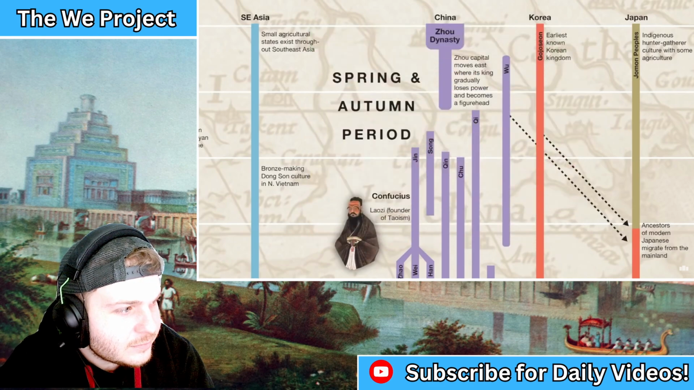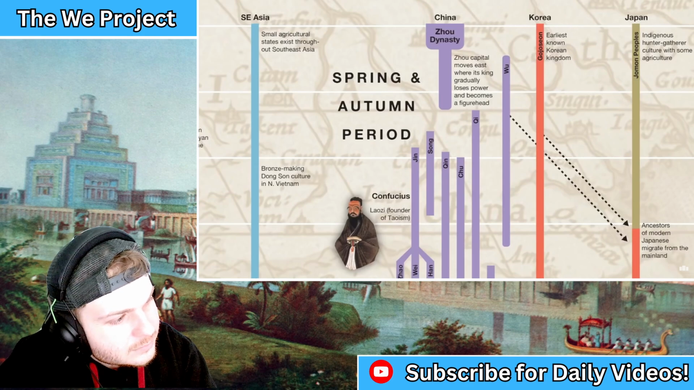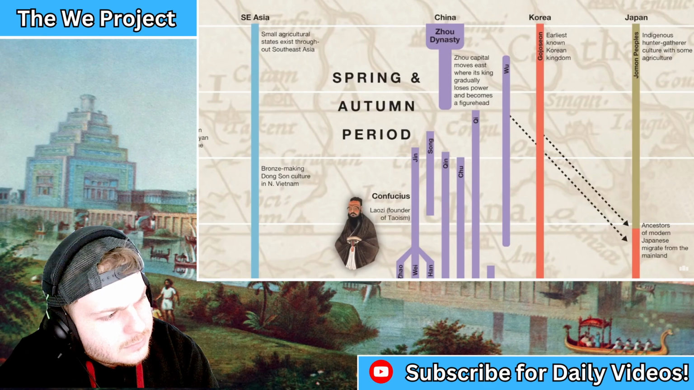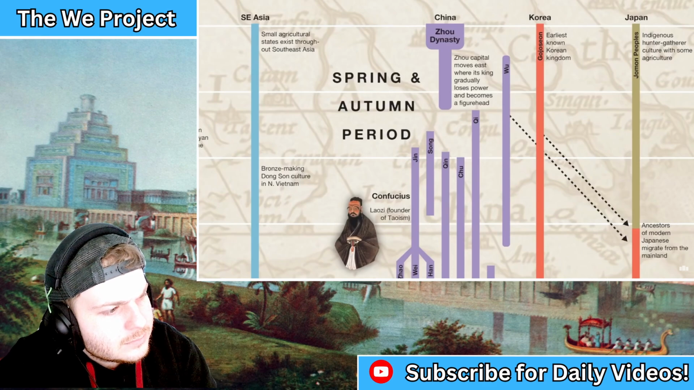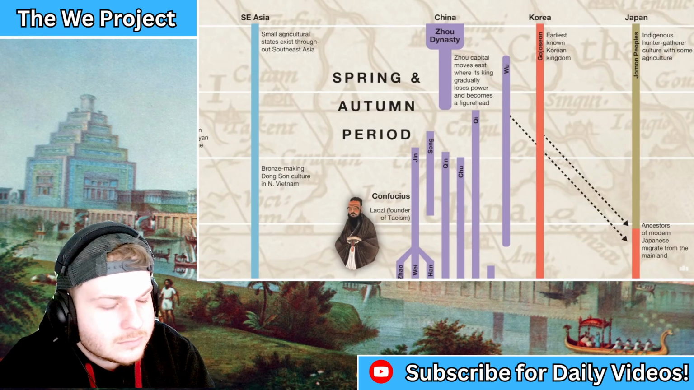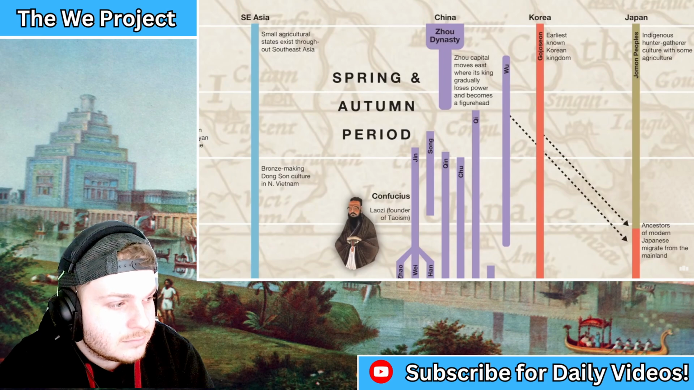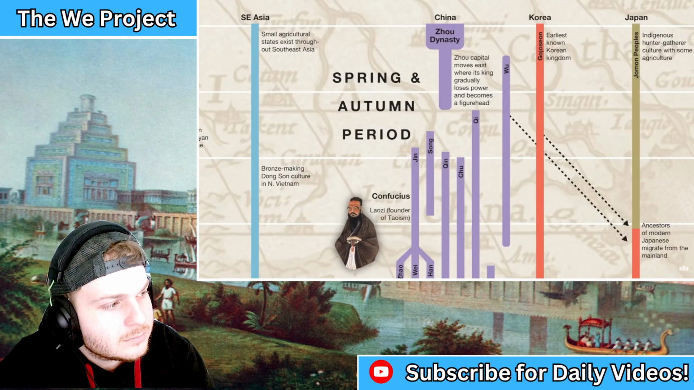It was during the Spring and Autumn period that two of the most important philosophers in Chinese history lived, Confucius and Lao Tzu. Roughly speaking, they were the contemporaries of the Buddha, of Mahavira, who is the founder of Jainism, and also of many of the Jewish prophets, as well as classical Greek philosophers such as Plato.